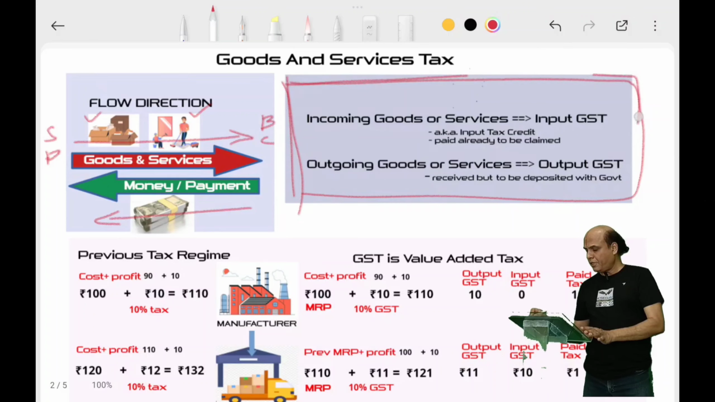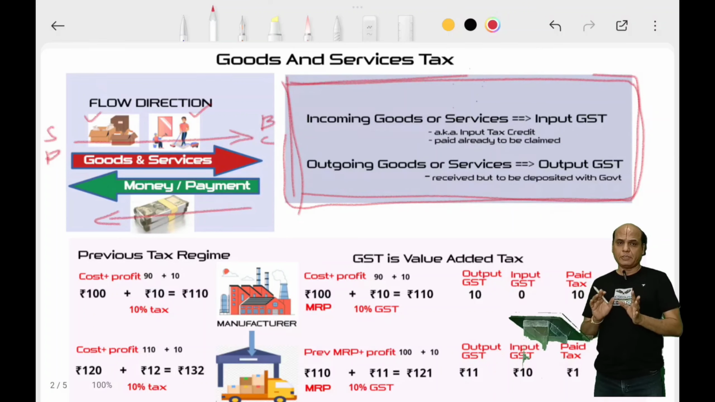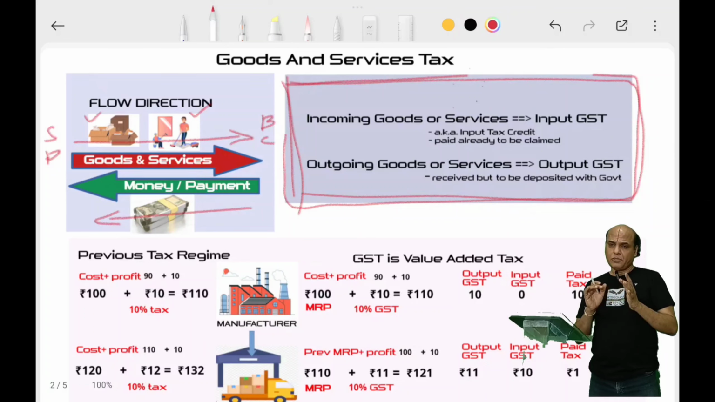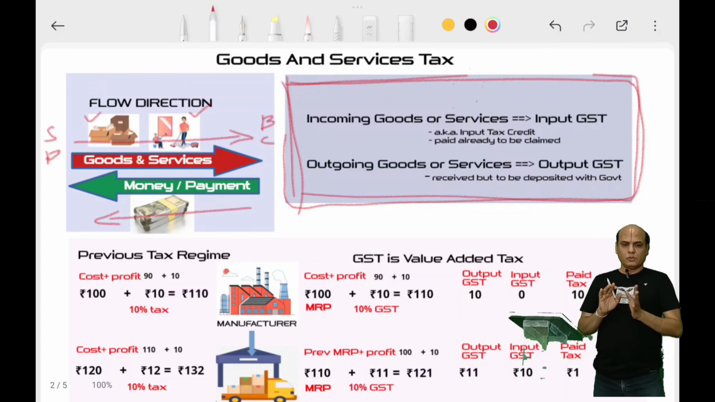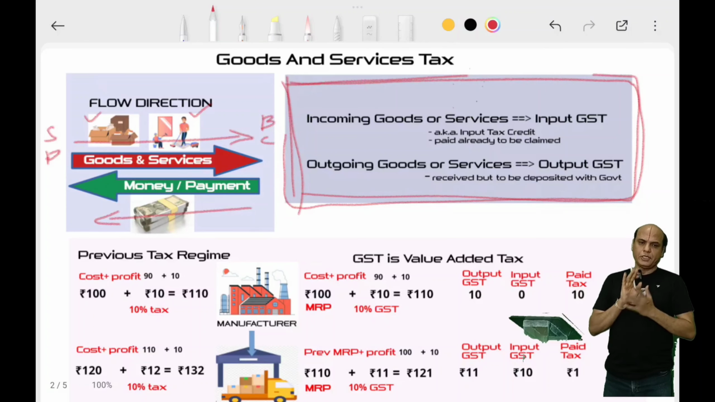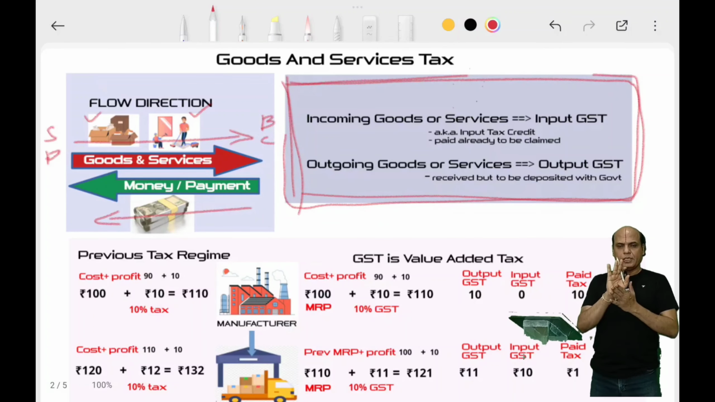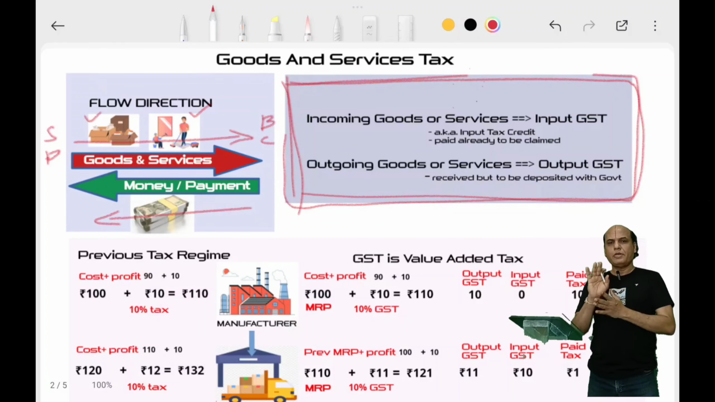This determines whether a GST that is paid is input GST or output GST. Okay, this is very important. To determine whether a GST is input or output from a taxpayer's perspective, we should look at in which way, from his perspective, the goods and services are moving. If the goods and services are moving out, it is output GST for him. If the goods and services are moving in, it is called input GST for him. Input GST is also called input tax credit.